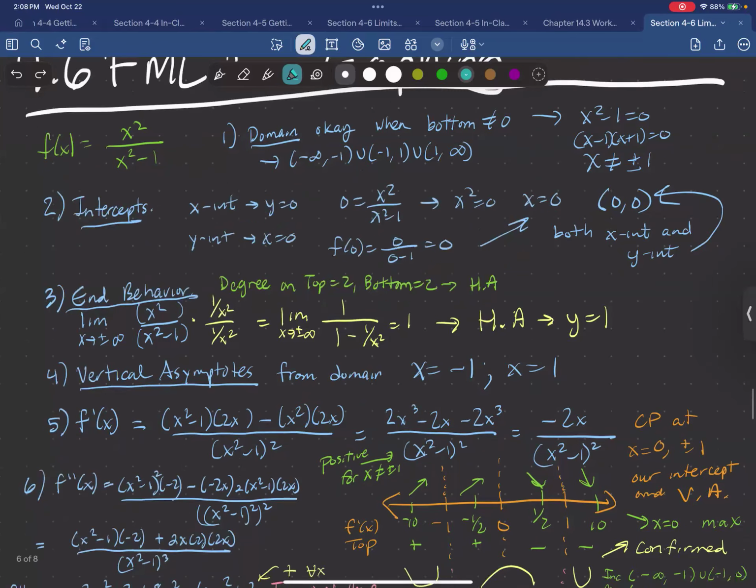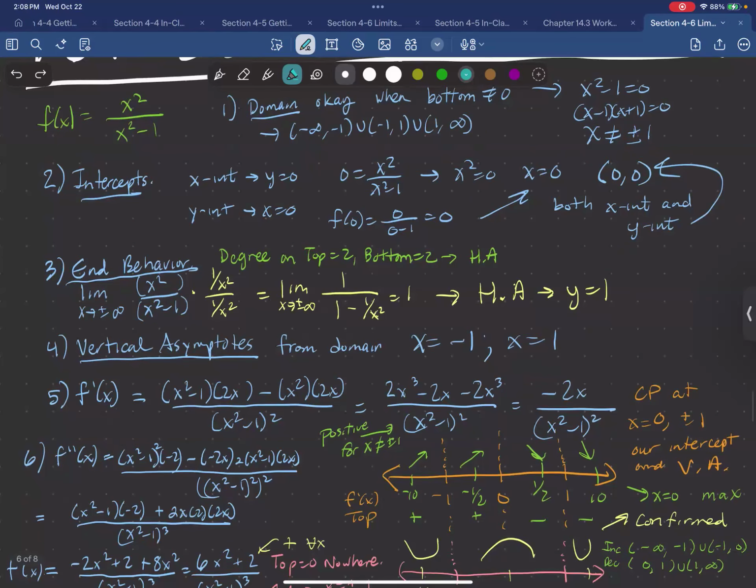So we can see that it's increasing from negative infinity to negative 1, and then from negative 1 to 0. It's decreasing from 0 to 1, and then from 1 to infinity. It's not increasing or decreasing at 1. In fact, those are asymptotes. So we do not want to just say negative infinity to 0. That would be wrong. And 0 was not an asymptote. This is going up and then down.